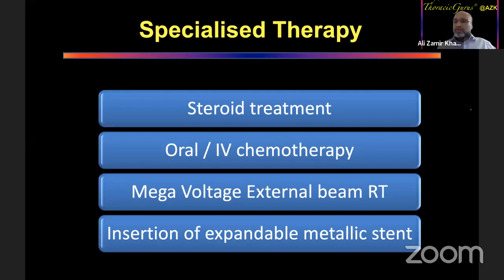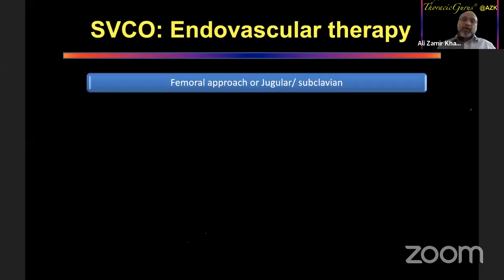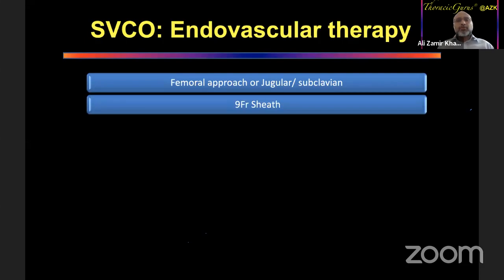Let's look at the endovascular therapies that are happening. So whenever you're trying to stent the SVC, you try to approach either through a femoral approach, which is more commonly done, or you can go via a jugular or a subclavian approach, okay? The jugular and subclavian approach gives you a more angulated approach. So most of the interventional radiologists try to go through a femoral approach.